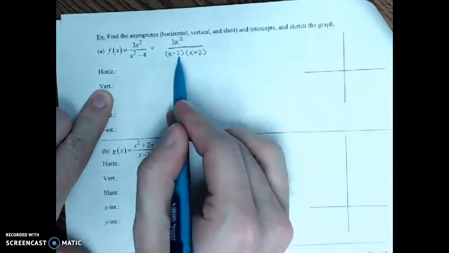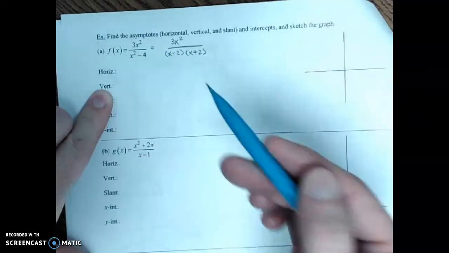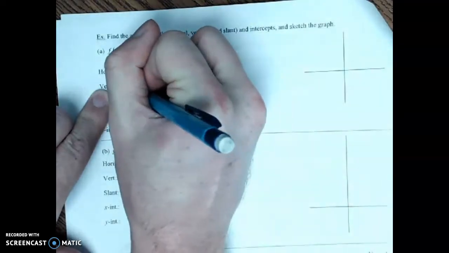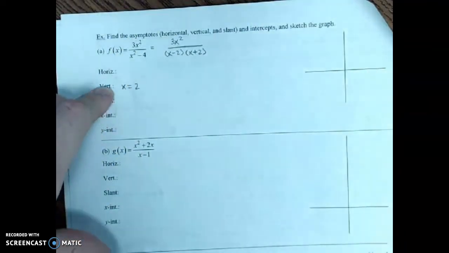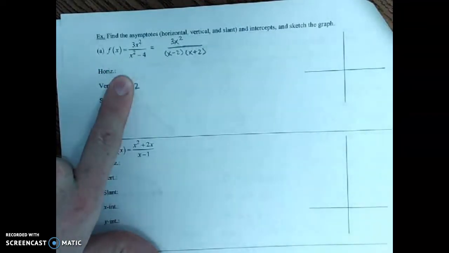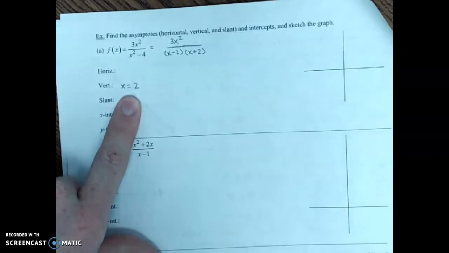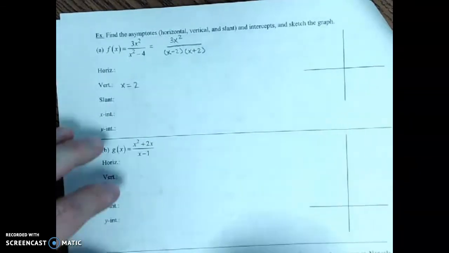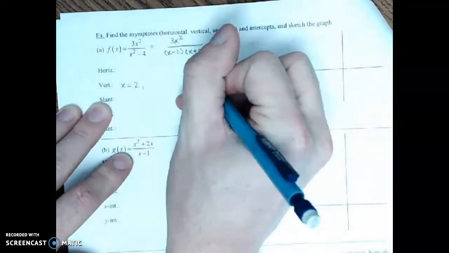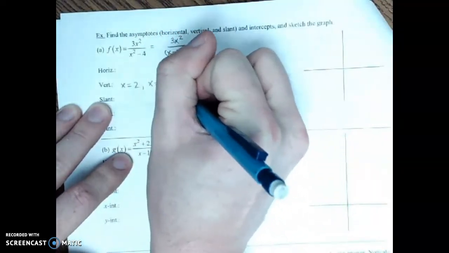This factor, set it equal to 0, x minus 2 equals 0, means I'm going to have a vertical asymptote at x equals 2. And remember, asymptotes are lines. So if you just put 2, that's wrong. 2 is a number. You need a line. X equals 2 is the vertical line at 2. So this factor gives me the asymptote at x equals 2. This factor gives me the asymptote at x equals negative 2.